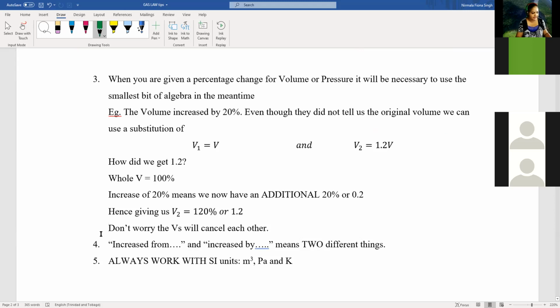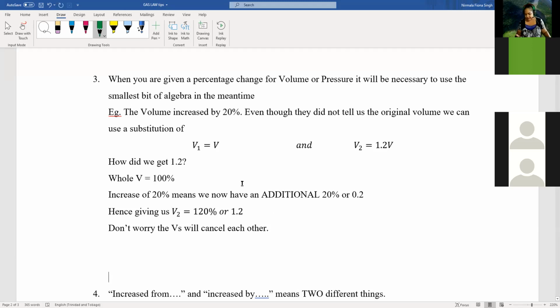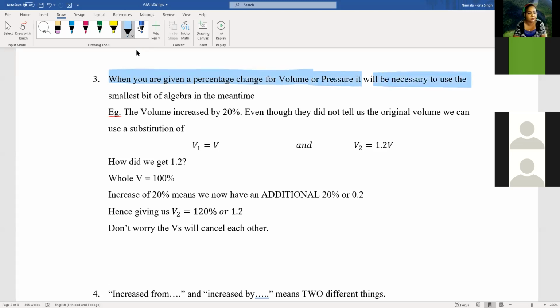Question part 3. This is where we use a little bit of maths, but as I said, you're all ready for exams, so you will understand this very easily. When you are given a percentage change for volume or temperature, it will be necessary to use the smallest bit of algebra.